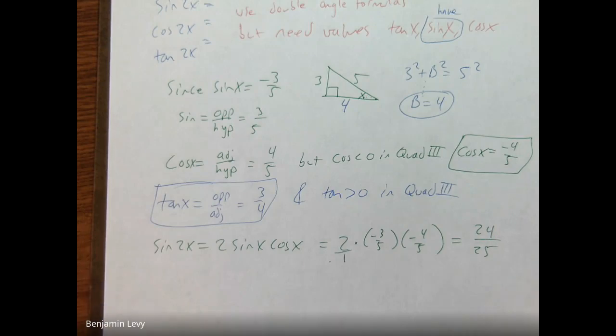So that would be the answer to the first one. That would be sine of 2x, for example. Cosine of 2x would be similar. Tangent of 2x is also similar. You just need to use those formulas.